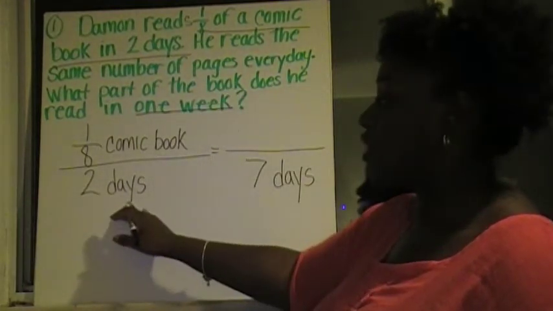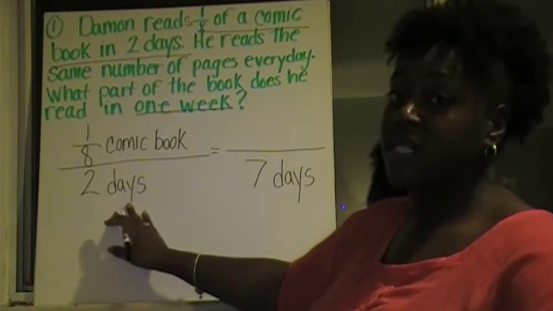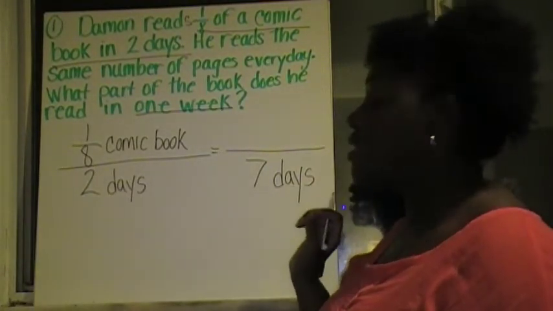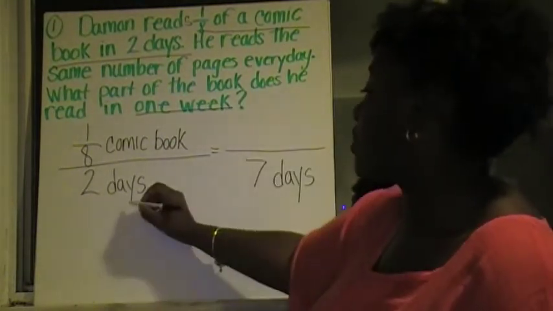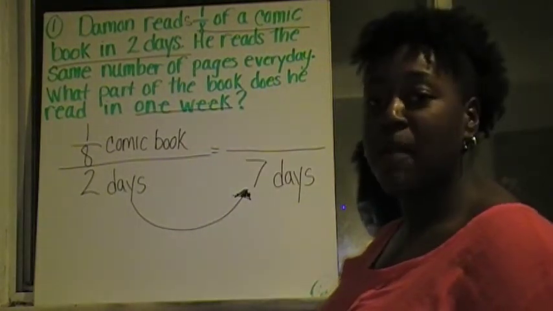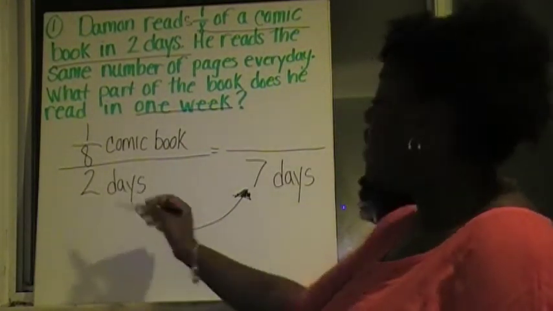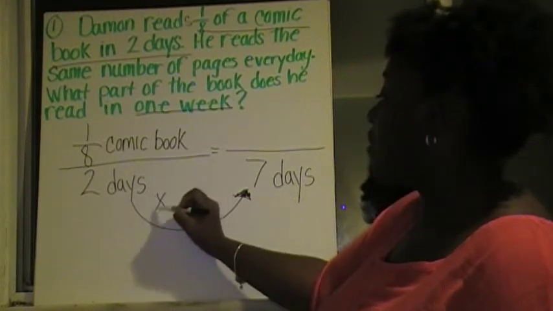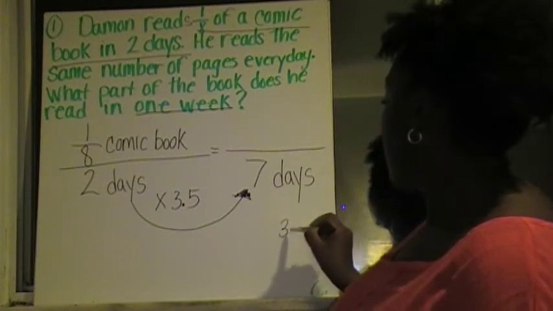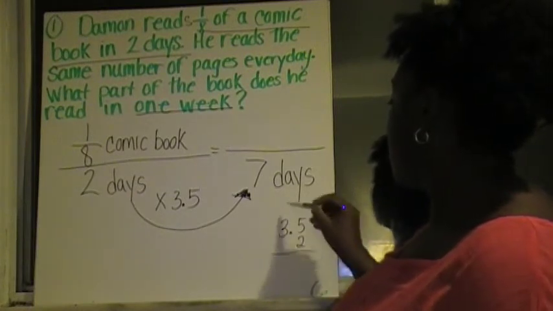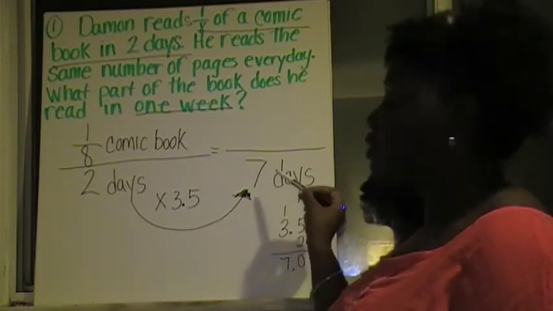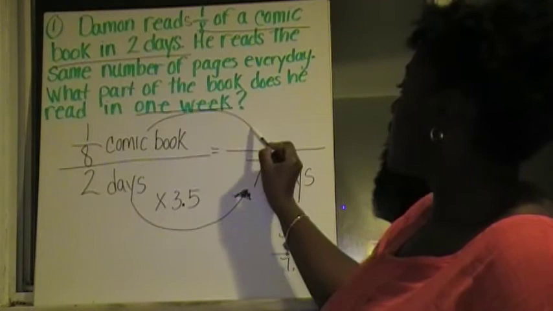So now I ask myself, am I scaling up or scaling down? I'm starting at 2, getting to 7. That means I'm scaling up. I'm going to multiply by something. So what number do I multiply by 2 to get to 7? I know that number is 3.5. If you want to check it, here's my math. 3.5 times 2, 7. So whatever I do to the bottom, I'm going to do it to the top.